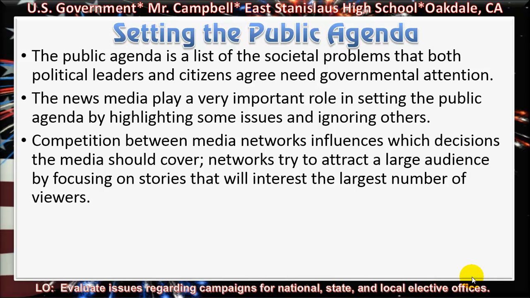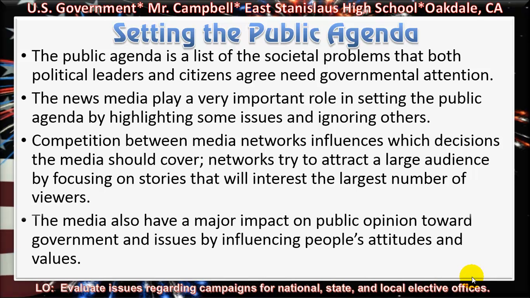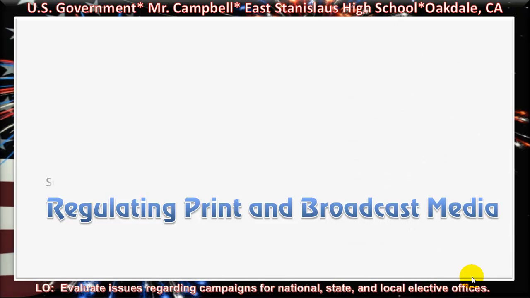Competition between media networks influences which decisions the media should cover. Networks try to attract a large audience by focusing on stories that will interest the largest number of viewers. The media also have a major impact on public opinion towards government and issues by influencing people's attitudes and values.